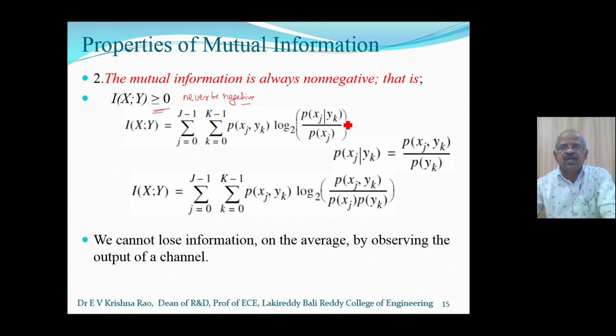The joint probability is p(xj at yk) multiplied with p(yk), and that is being replaced here. So we have p(xj at yk) by p(yk). This product again involves the individual probabilities, and here you have the joint probabilities, input probabilities, output probabilities and transition probabilities. There is no loss of information by observing the channel output. So always the information will be positive.